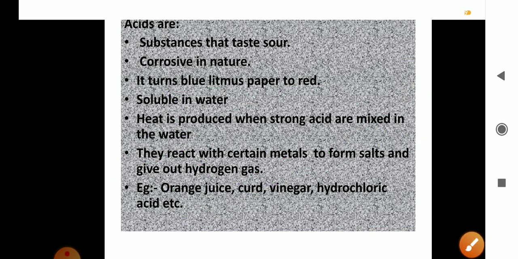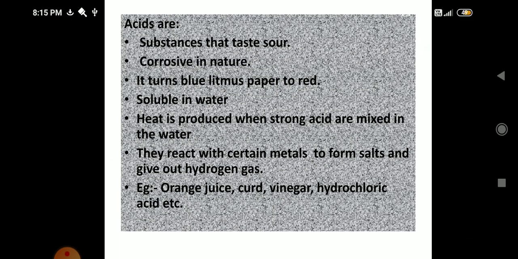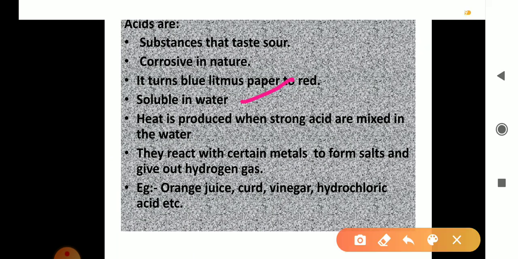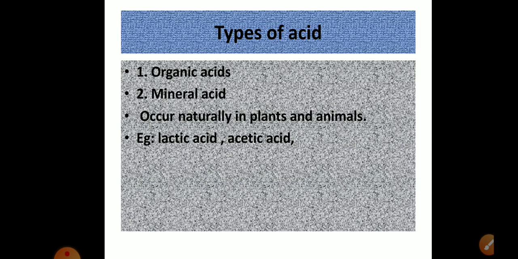The next, all acids are soluble in water. Heat is produced when some strong acids are mixed in water, and they react with certain metals to form salt and hydrogen gas. Examples of acids: acids are present in orange juice, curd, vinegar, and hydrochloric acid is also an acid. It is found naturally in our stomach, as well as we can make it in the lab.